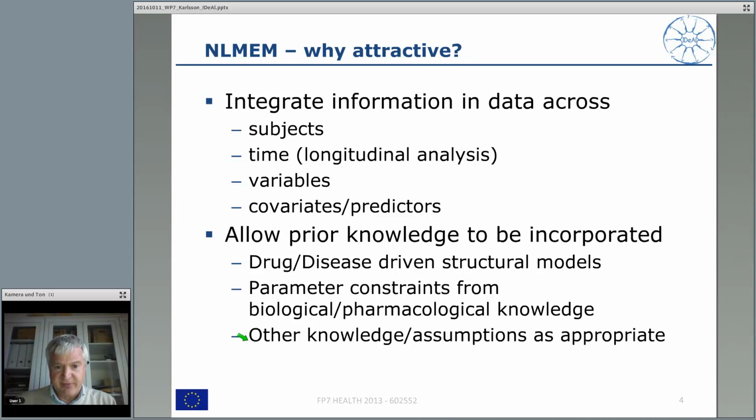And we can account for heterogeneity across subjects based on known differences, such as covariates and predictors. Also, mixed effects models allow us to incorporate prior knowledge about the drug action and the disease. We can also use that knowledge in constraining the parameter space for the parameters of the model. There might be other knowledge or assumptions that are appropriate to impose on the model, making better use of the data we have at hand.